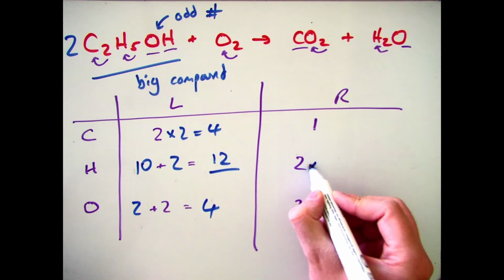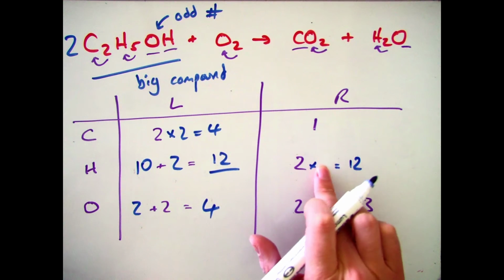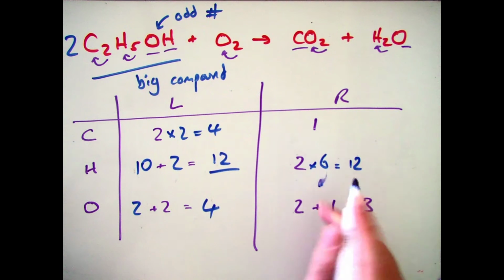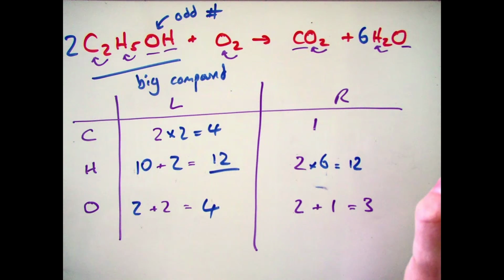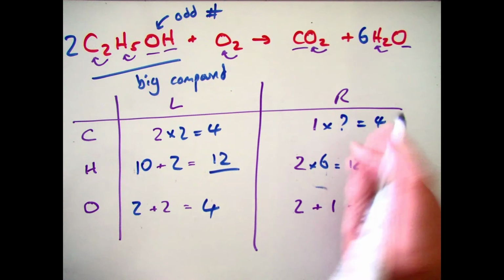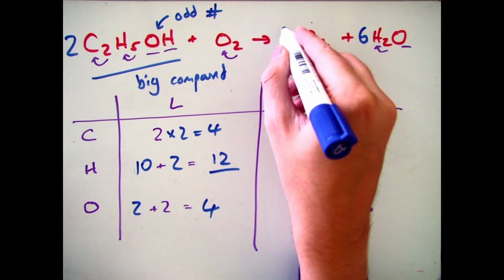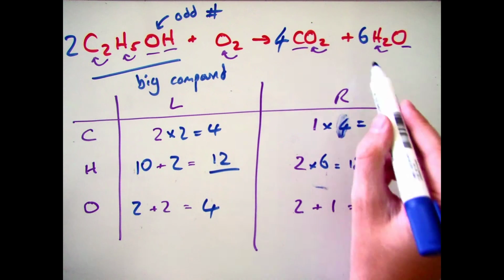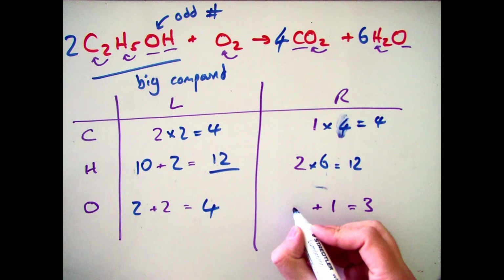So, what do I times 2 by to give me my 12 to get hydrogen? The answer for that is 6. So if I put a 6 in front of my H2O, that balances my hydrogen. I can then look at my carbon. I've got 4 on the left. What do I need to times that by? So I've got 1 times by 4 gives me 4, so I can put a 4 in front of my CO2. Of course, by doing both of these, I've changed my oxygen as well.